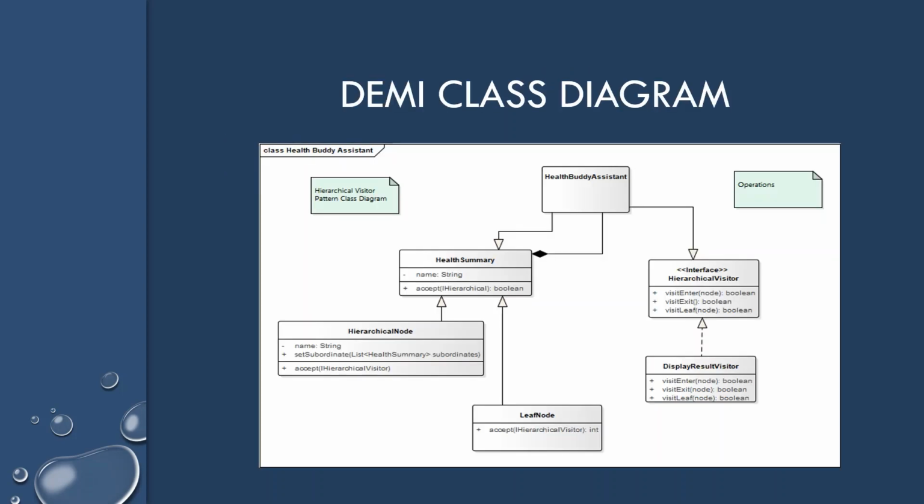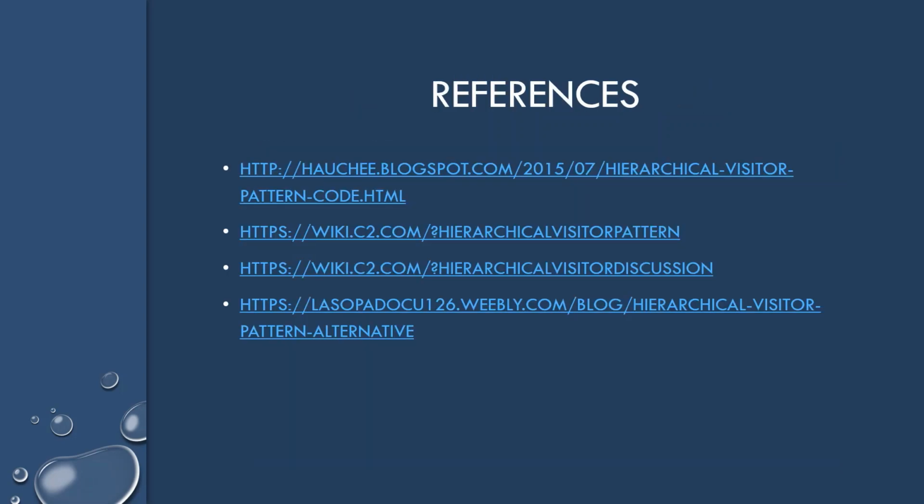Before we go over to the demo, here's my class diagram that involves using the hierarchical visitor pattern. I will be explaining more in depth in the code, so have a look at this class diagram before I head over to the code. Here are the references I used for the presentation. Now we can head over to the code.